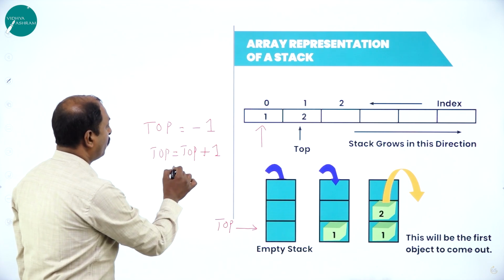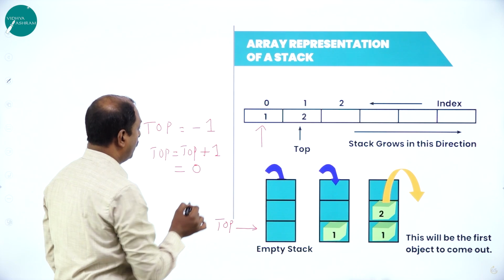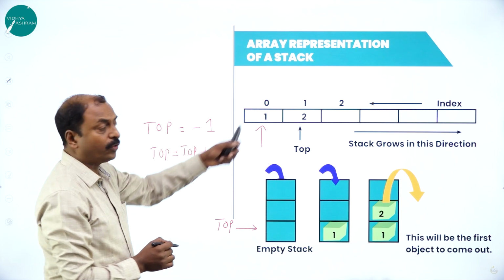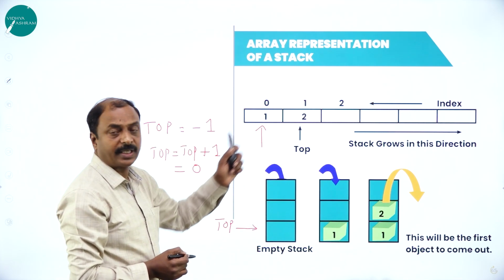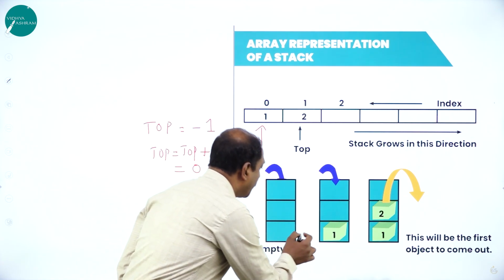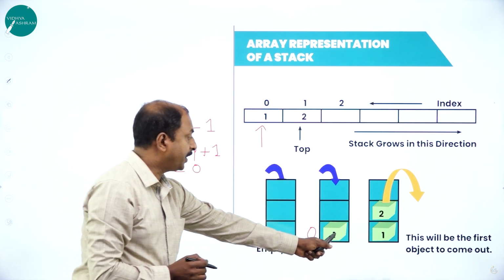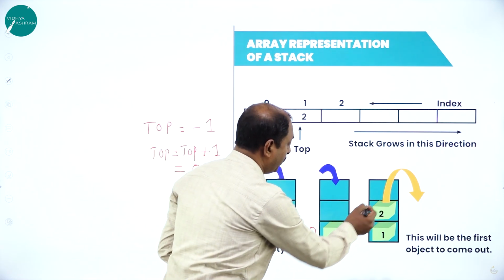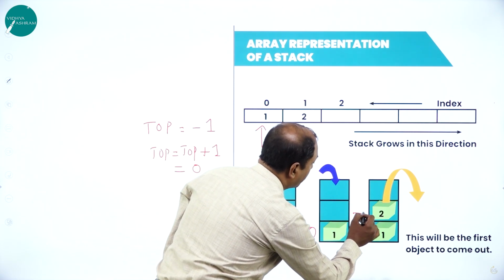Accordingly, now what is the value of top? You have -1 plus 1, that is equal to 0. The pointer top points to index 0. This is the place where we can insert a new data item into this stack. So now at this stage, the value of top equals 0. At top equal to 0, we are inserting one element. Now, if you want to insert one more element, the top pointer should come to this location.